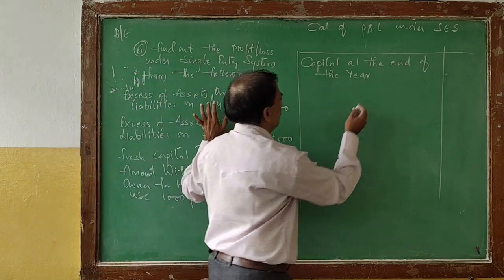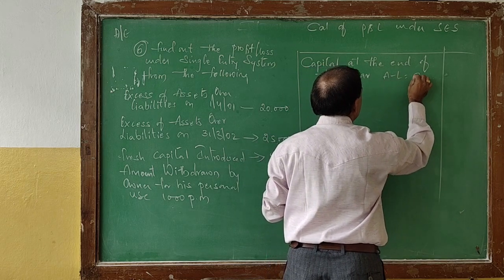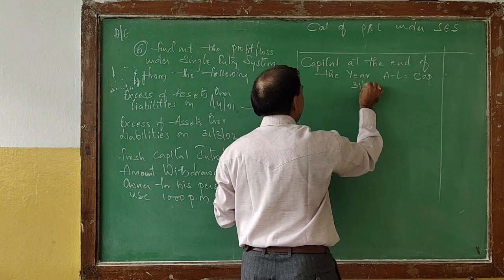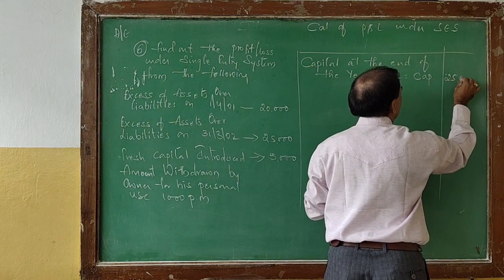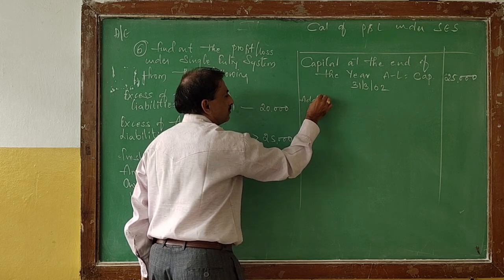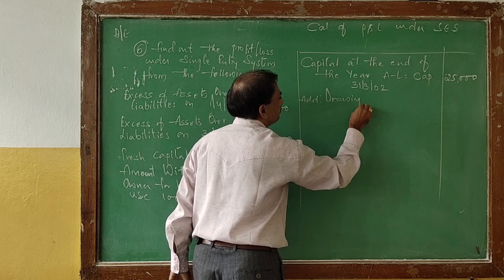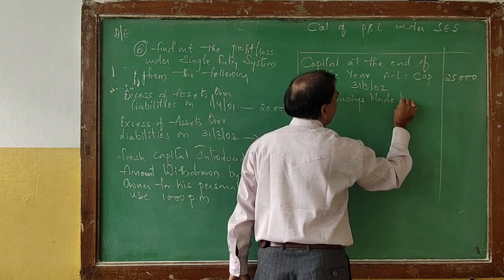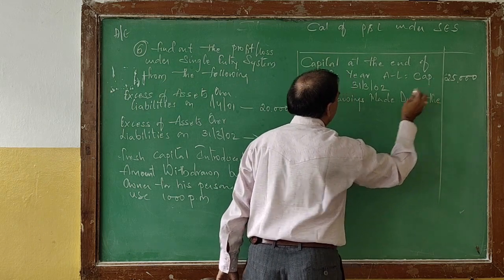So assets minus liabilities will give you capital. This is on 31st March 2002, we are having 25,000. To this, we will add drawings made during the year.